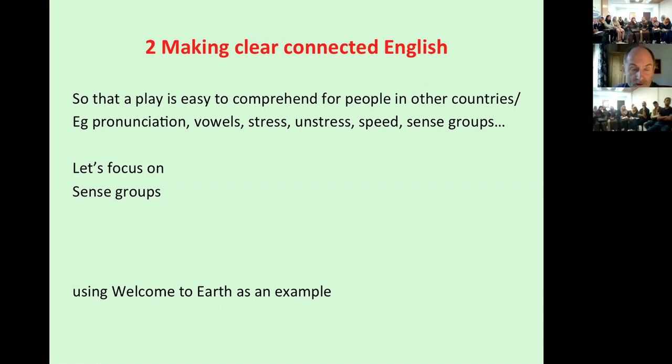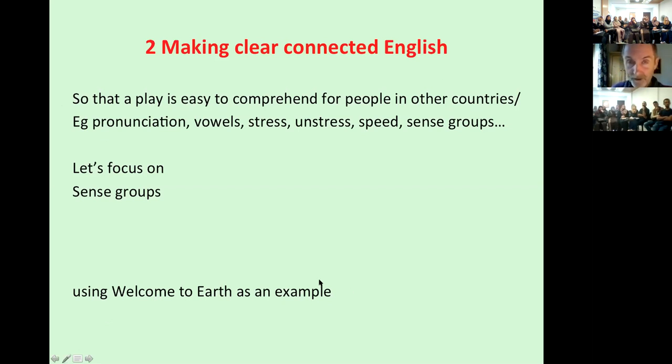And we can see here, where's the first sense group? It could be here, so that a play, or perhaps it's a bit bigger, so that a play is easy to comprehend. That could be a sense group. And the next sense group could be this one, for people in other countries, yes. And down at the bottom, this could be a sense group, Welcome to Earth. And that might be another one as an example.